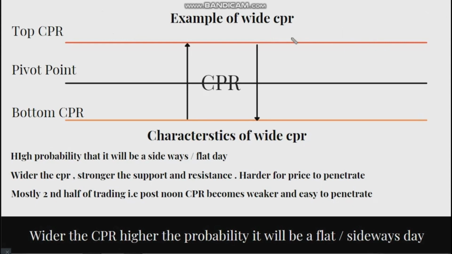When we talk about wide CPR, like this one, the distance between the 3 points, top CPR, pivot point and bottom CPR, is more, right? And it comes with characteristics. So let us understand what are the characteristics of wide CPR. Point number one, whenever we see a wide CPR, there is a high probability that it will be a sideways market today or a flat market. There is a probability. It is not a surety, right?